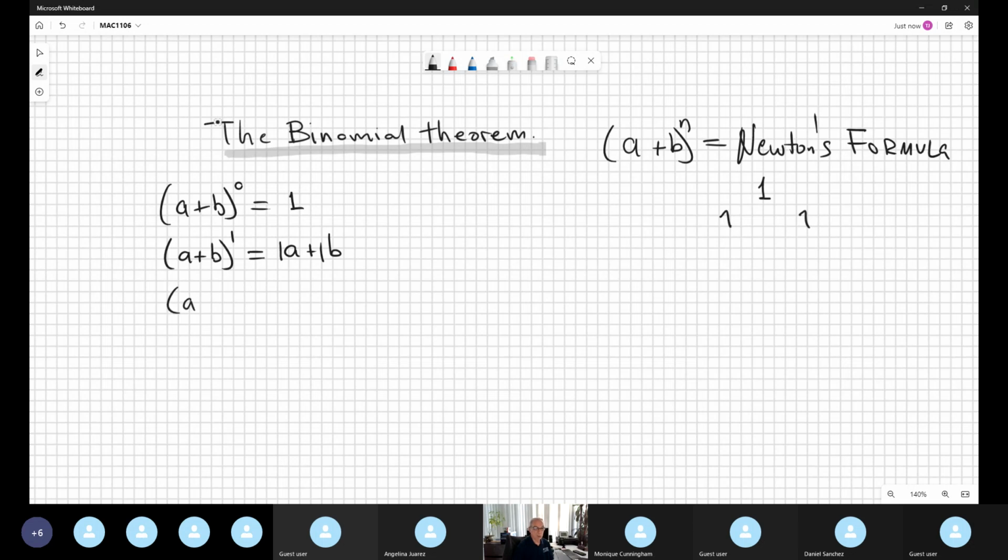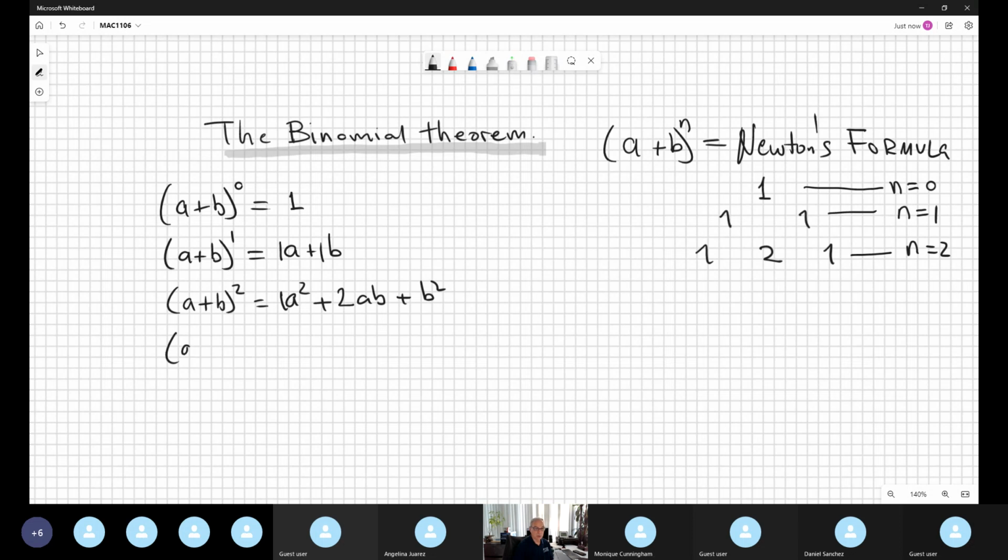A plus b squared. When you expand that, it's a squared plus twice the multiplication of both, plus b squared. I want to copy this coefficient. 1, 2, and 1. That was for n equals 0. That was for n equals 1. That was for n equals 2.